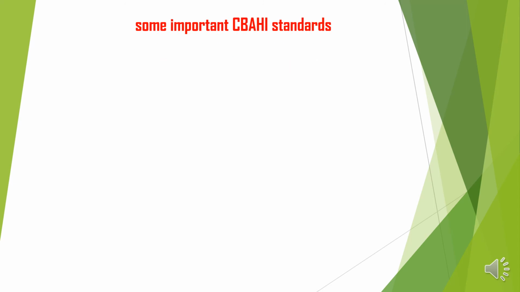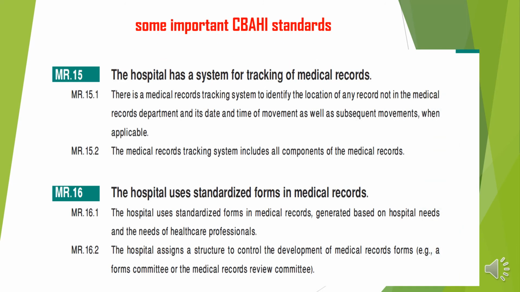Another standard, number 15: the hospital has a system for tracking of the medical record. For any medical record going out from the medical record department, we have to have a system to track it. Where is the medical record? So you have to have a logbook or a form on the system showing that this medical record was taken by that department at that time, and when it came back, at that time. When it is shifted from one department to another, when it was shifted, who shifted it, and who is responsible to bring it back to the medical record department.